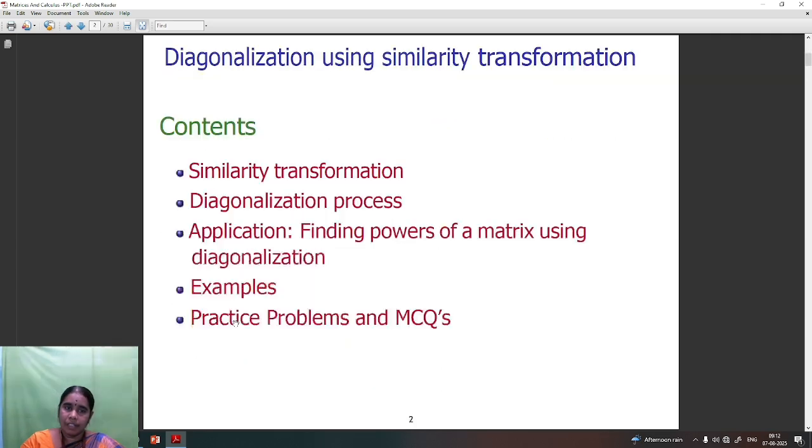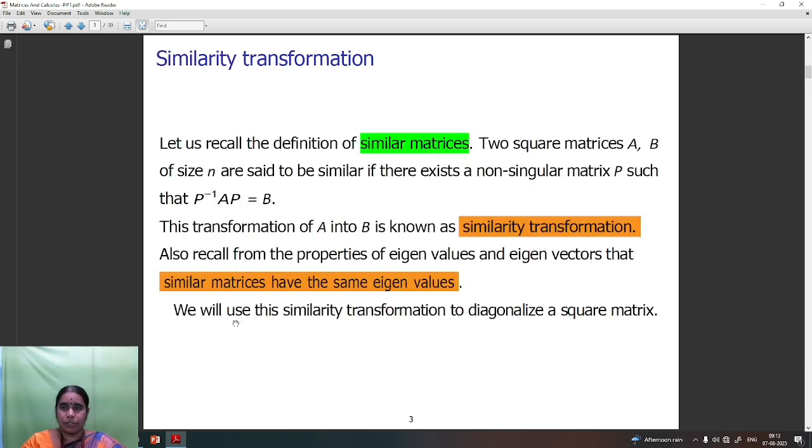First, before entering into the topic, let us go through the contents I am going to cover in this section. First is similar transformation, next the diagonalization process, next the applications where we use this diagonalization process, and some examples, some practical problems and some MCQs.